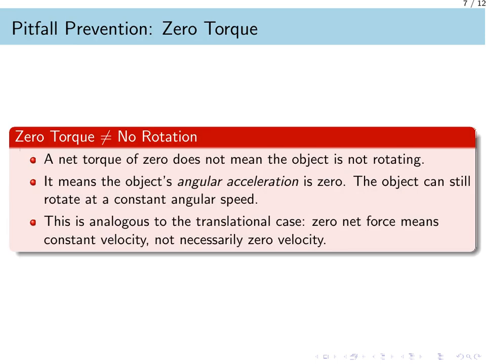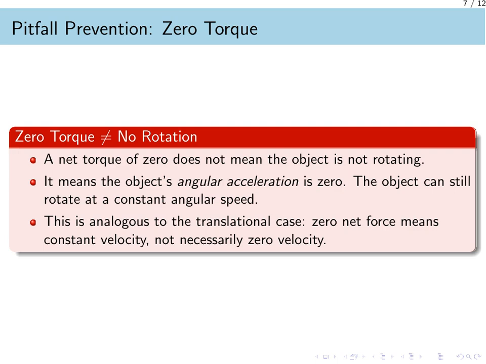Let us pause to address a common pitfall regarding the condition of zero net torque. It is easy to mistakenly assume that if the net torque on an object is zero, then the object cannot be rotating. This is not correct. According to the rotational form of Newton's second law, net torque causes angular acceleration. Therefore, a net torque of zero simply means that the object's angular acceleration is zero. This leaves two possibilities. The object is not rotating, or it is rotating at a constant angular velocity.